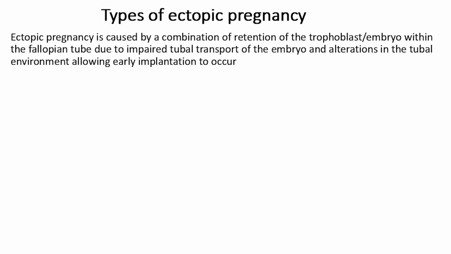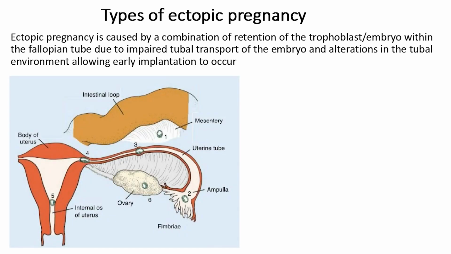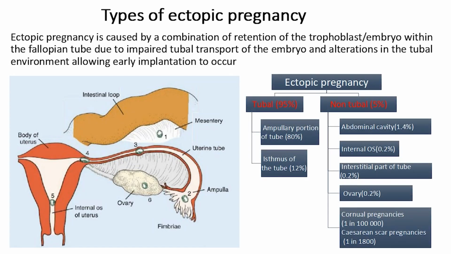Common implantation sites, also known as types of ectopic pregnancy. The most common site of ectopic implantation is the fallopian tube, particularly the ampullary region. However, implantation may also occur in less common sites such as the cervix, ovary, abdominal cavity, or even within a previous caesarean section scar. This is a short diagram of it.